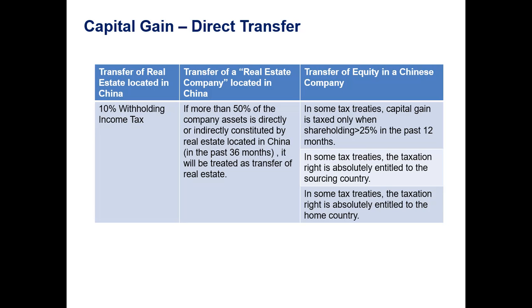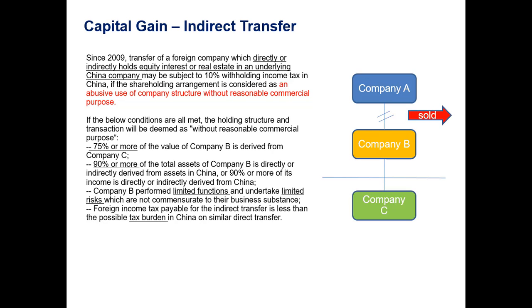For transfer of a normal Chinese company, the taxation rule is, in some tax treaties, the capital gain could be taxed only when the shareholding portion is more than 25% in the past 12 months. In some tax treaties, the taxation right is absolutely entitled to the sourcing country, that is, entitled to the Chinese tax authority. But in some tax treaties, the taxation right is absolutely entitled to the home country. If your home country is in Europe, you should refer to the applicable double tax treaty to find what the tax treatment is. That is direct transfer, and in real cases there are lots of indirect transfers.